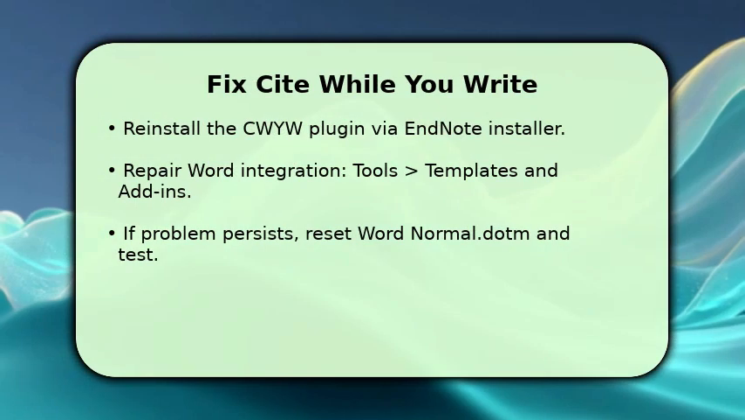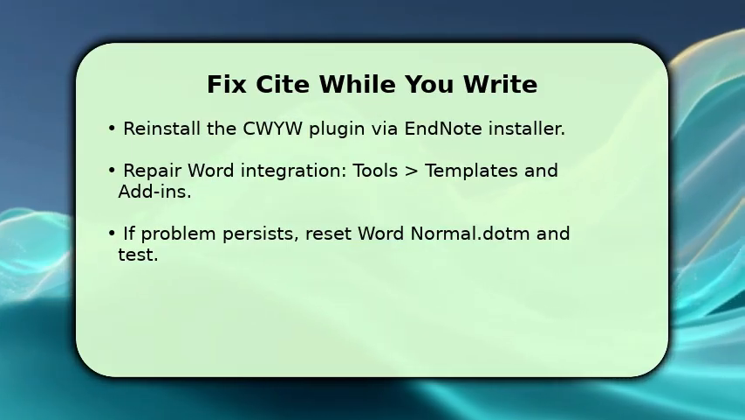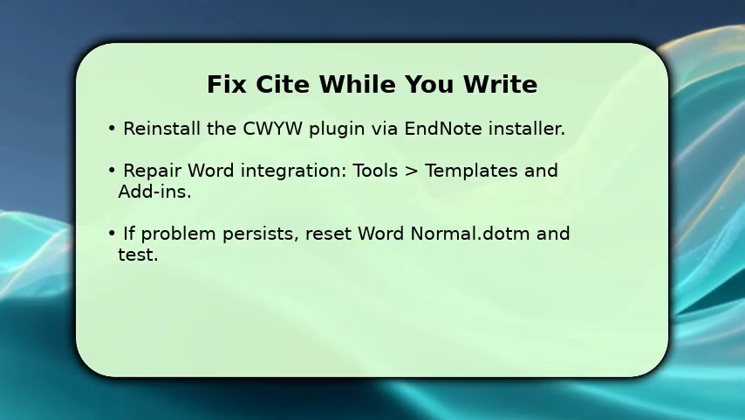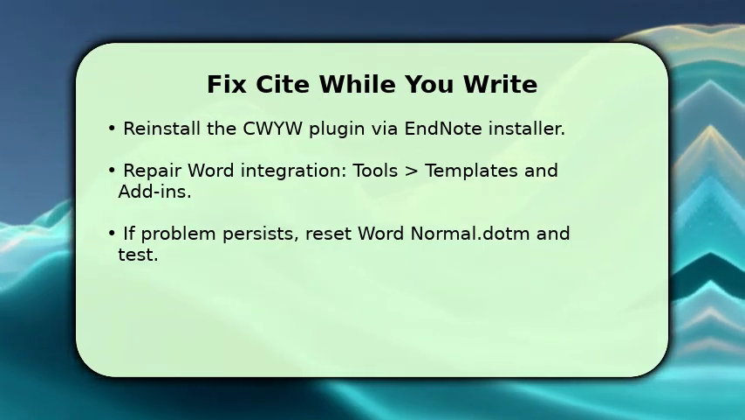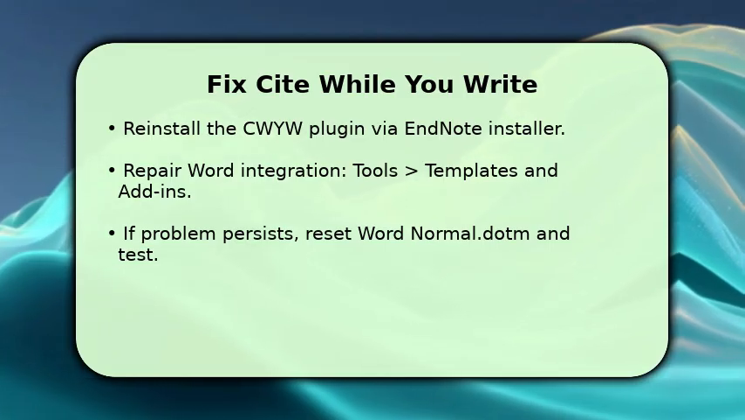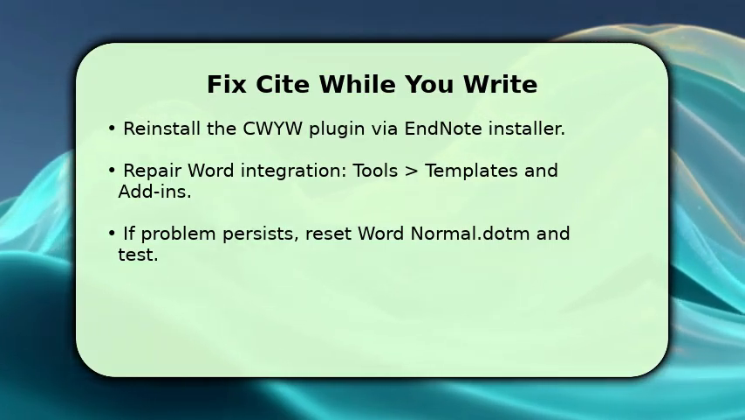Finish by restoring the connection between EndNote and Word so citations insert correctly. First, reinstall the Cite While You Write plugin from the EndNote installer and follow prompts. Then open Word and check templates and add-ins to enable the EndNote CWYW bundle.